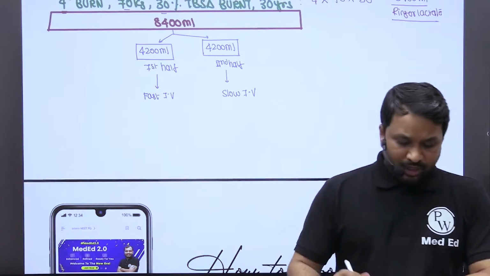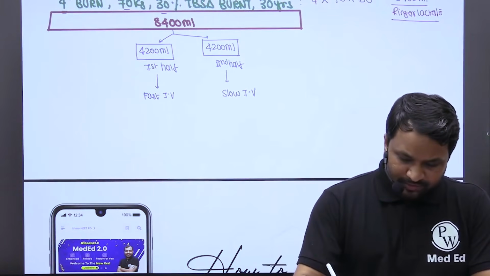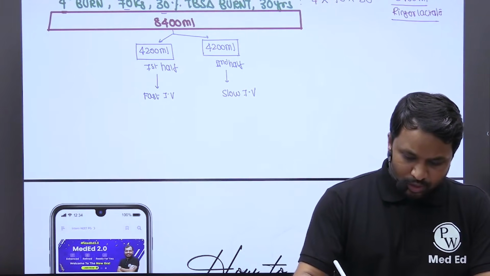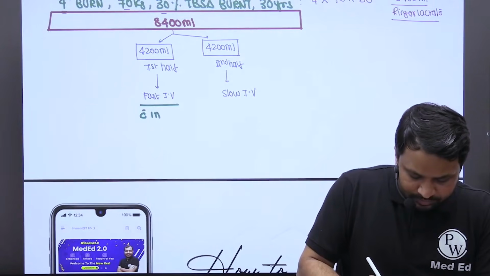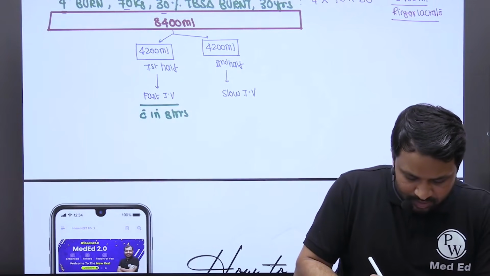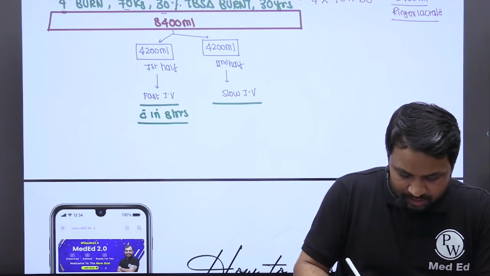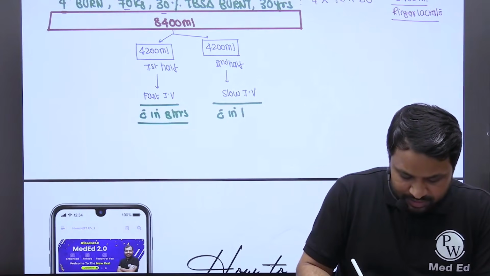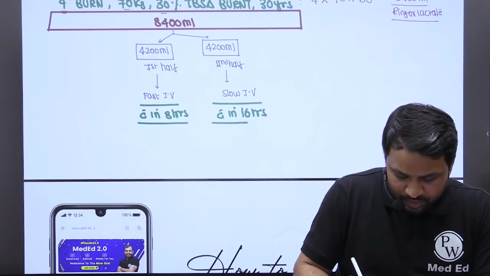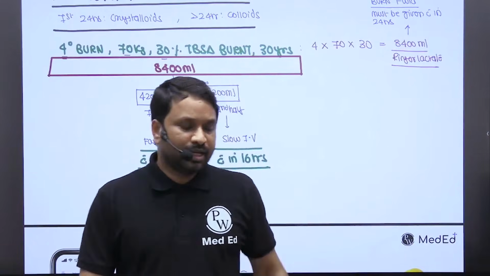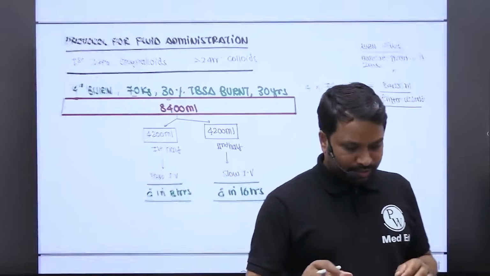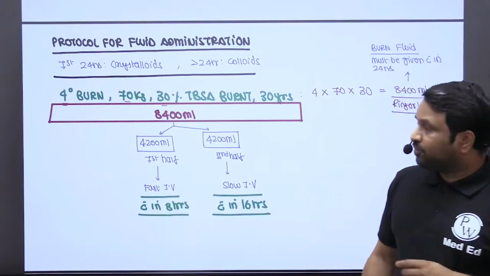As I was saying, for fluid administration, the first half is going to be fast IV and the second half is going to be slow IV. Fast IV means you have to give it within 8 hours, and the second half has to be given within the next 16 hours. So within 24 hours, you administer the entire fluid, and that is what we call burn fluid administration. There is a protocol for burn fluid administration.